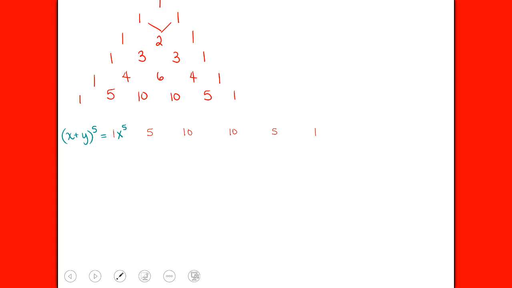So that would give me x to the fourth, x to the third, x to the second, x to the first, and then no x. My y's are going to increase by 1. So I'll start down here with no y, and then I'll have y to the first, y to the second, y to the third, y to the fourth, and y to the fifth.